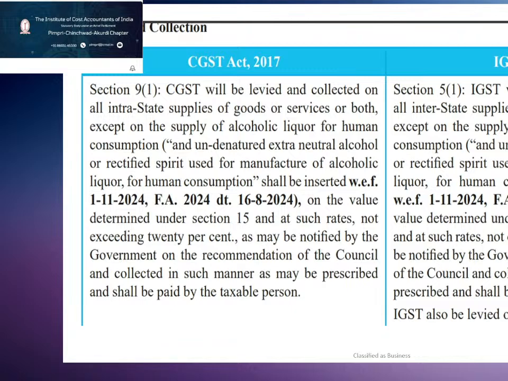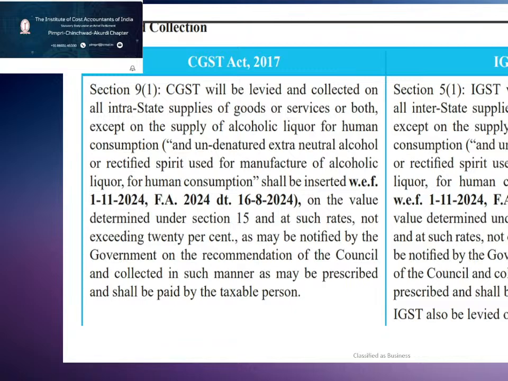We have already seen the meaning of supply. What is the maximum rate at which tax can be levied on supplies? Everything we will study now in Section 9. Section 9 is about the taxable event, the tax rate, and the collection or levy the person is liable to pay. Going step by step, we will understand in detail what exactly Section 9 is.